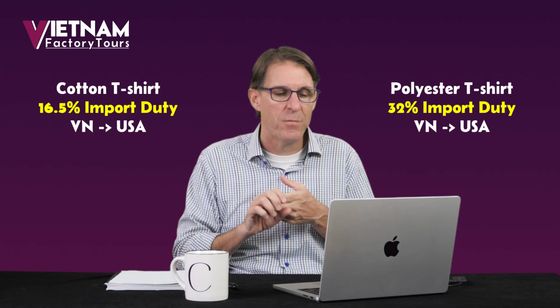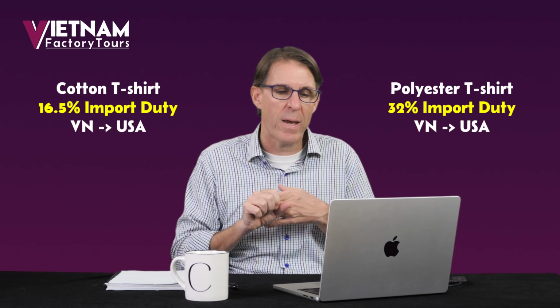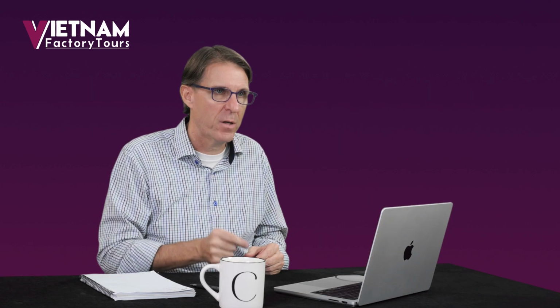Just as an example, if you're producing a t-shirt in Vietnam and shipping it into the US, then if it's a cotton t-shirt, you have to pay 16.5% duty. If it's a t-shirt made out of polyester, you have to pay a 32% duty. So it's that number, that percentage that you have to figure out.